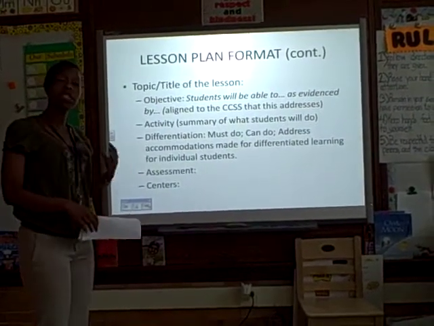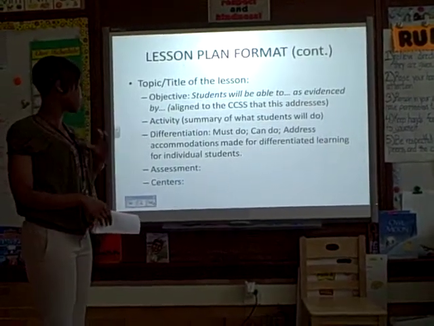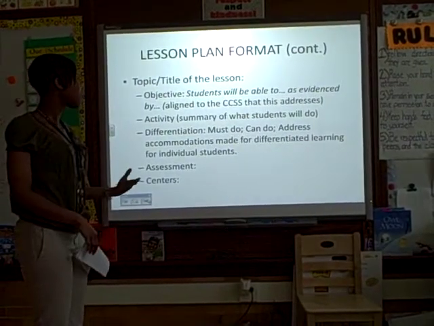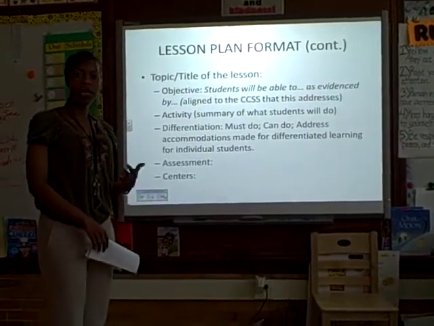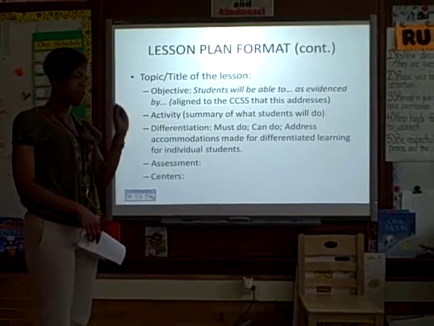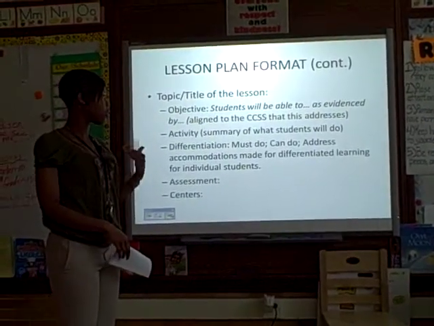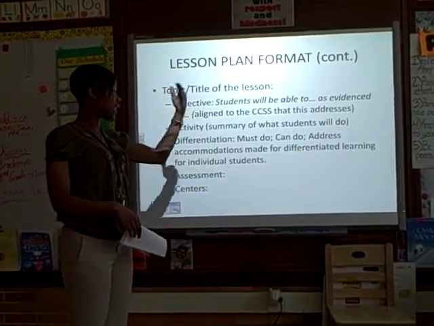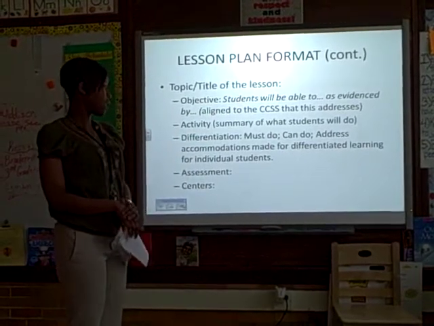Your activity, which is a summary, which I've listed before, of what the students will do. It's a short summary of what they will do in that time period. How are you going to differentiate? Now we use something here called a must-do and a can-do. A must-do is everything that students need to do. It's something that all students need to do. A can-do provides a choice for students to choose from. So it takes the activity to the next level. It's not an additional assignment, but it's an extension of the assignment.